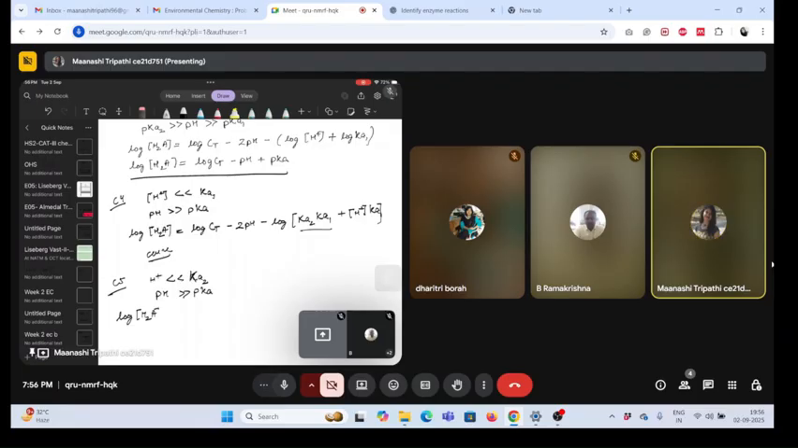Log H2A is equal to log Ct minus 2pH plus pKa1 plus pKa2. So this is applicable for pH at least 1 unit greater than pKa2. This was the case 5. So this was the equation only for H2A, right? We have many more species left. So like that, we have different cases for other species also.